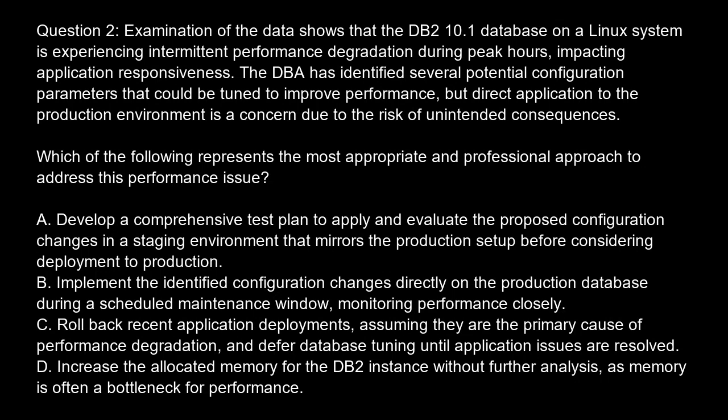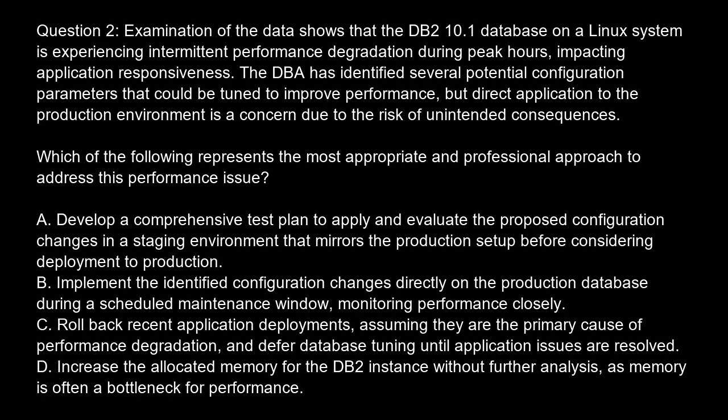Question 2. Examination of the data shows that the DB2 database on a Linux system is experiencing intermittent performance degradation during peak hours, impacting application responsiveness. The DBA has identified several potential configuration parameters that could be tuned to improve performance, but direct application to the production environment is a concern due to the risk of unintended consequences. Which of the following represents the most appropriate and professional approach to address this performance issue?